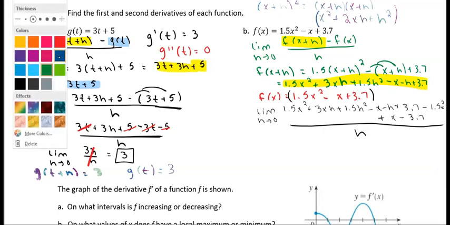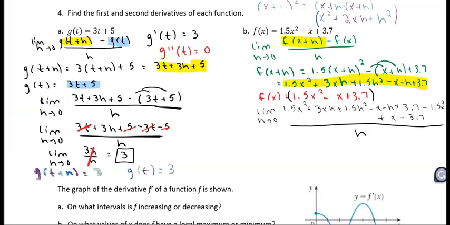All right, let's start doing some canceling. Remember, anything that does not have an h has got to cancel. So let's see what all we can get rid of. Here is a 1.5x squared minus 1.5x squared. That helped a little bit. 3xh has an h, 1.5h squared has an h, minus x plus x. Minus h has an h, plus 3.7 minus 3.7. Let's rewrite this so that we can see what we're working with. So we have the limit as h approaches 0 of 3xh plus 1.5h squared minus h. Did I get everything? Everything has an h. We're okay.